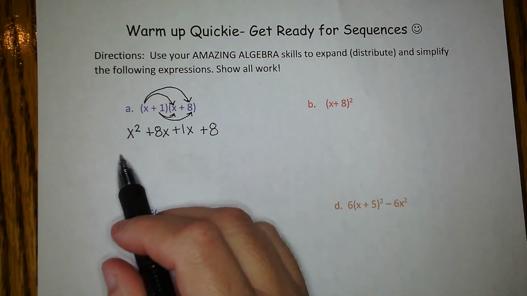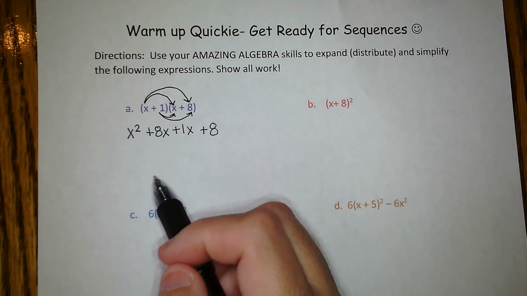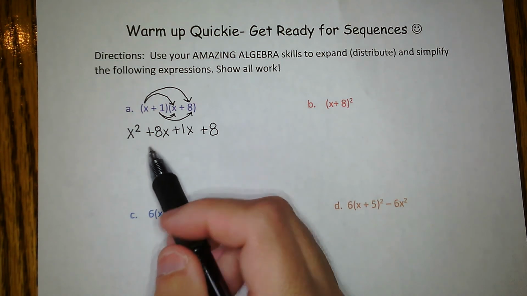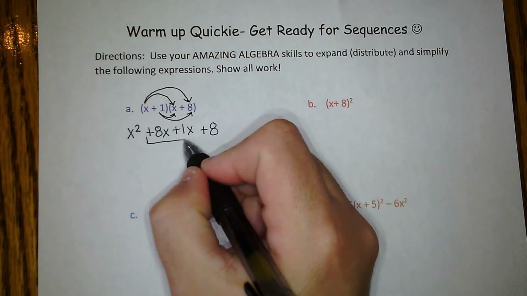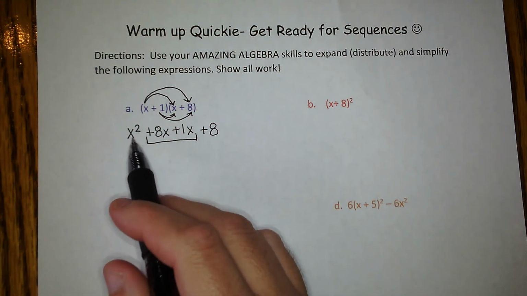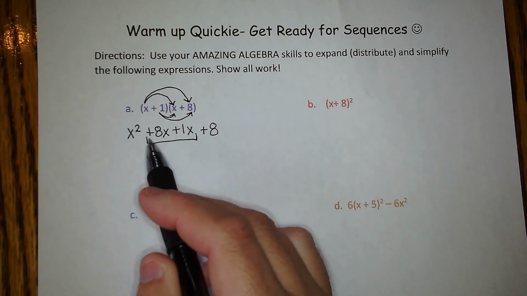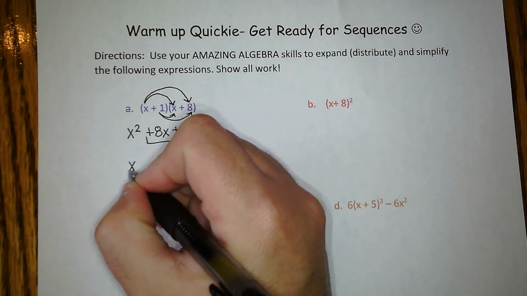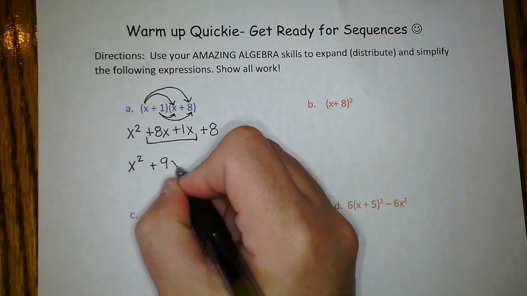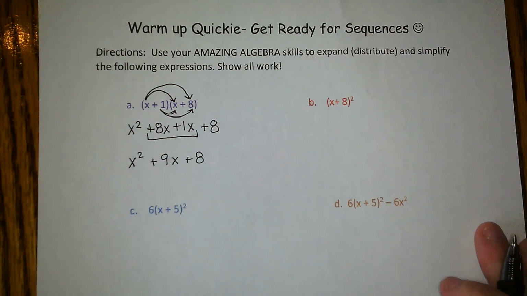So take a look at that. We've got 4 terms here from multiplying 2 terms times 2 terms. Our last step is to make sure that we simplify it by combining any like terms. So positive 8x and positive 1x are our like terms. X squared isn't a like term because x squared has a 2 on it and none of the other ones do. So we don't include that. We're just going to bring x squared down. We're going to combine these and get 9x. And we're going to bring down our constant. And that one is done.